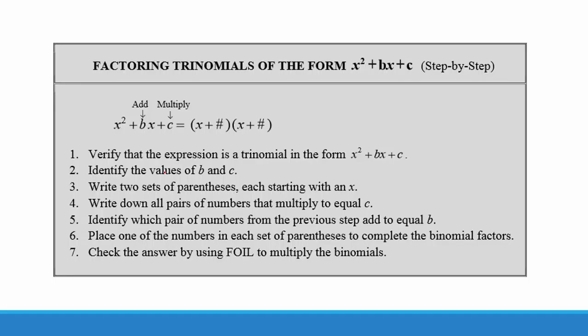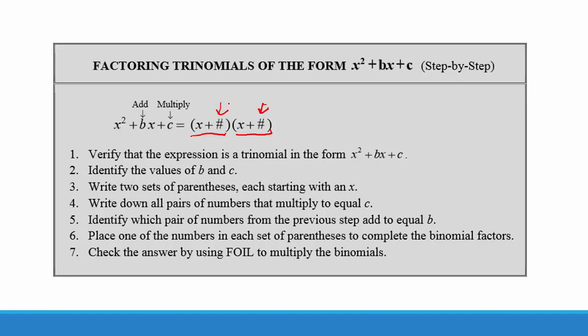Factoring trinomials of the form x squared plus bx plus c, step-by-step method. First, verify that the expression is a trinomial in the form x squared plus bx plus c. Identify the values of b and c. b is the coefficient of x, and c is the constant. Write two sets of parentheses, as we see here, leaving a space for the number that we will fill in.